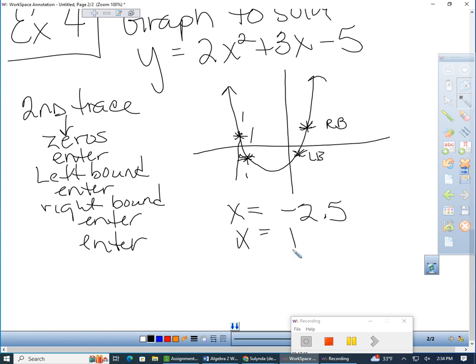Now we're going to move it above the x-axis. Hit enter. See how it says guess? That just means it's thinking, and you hit enter one more time. See, it tells you right there. Okay? All right, how's everybody else doing? Good? Okay.